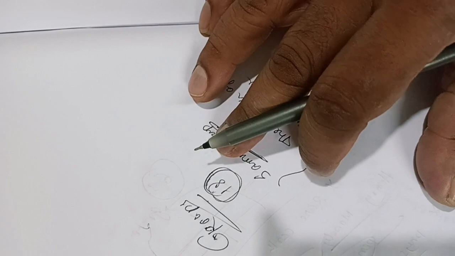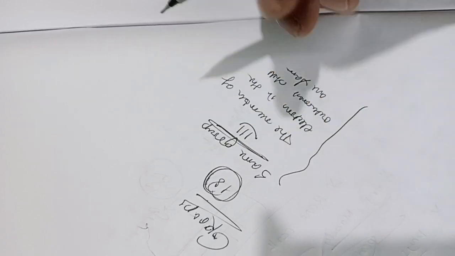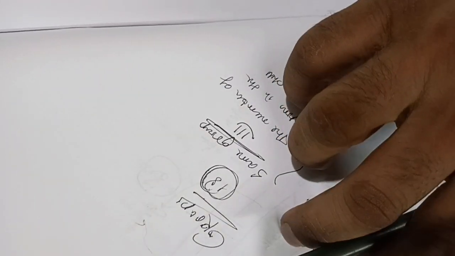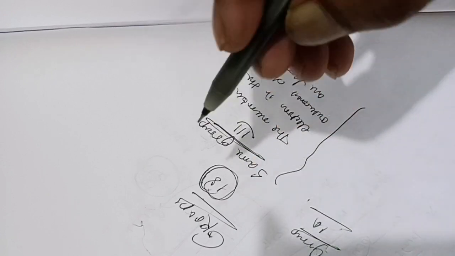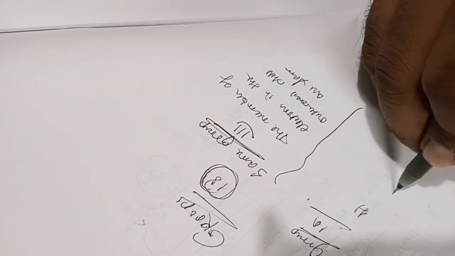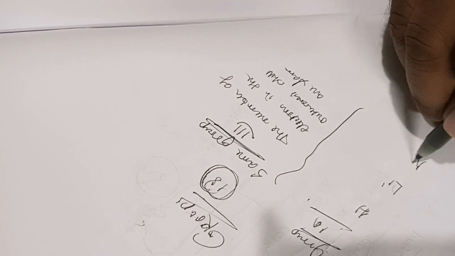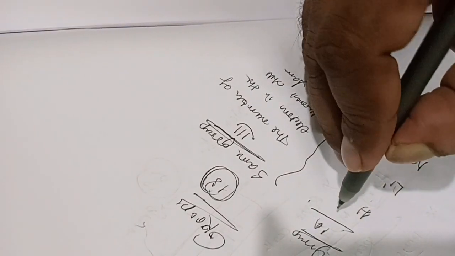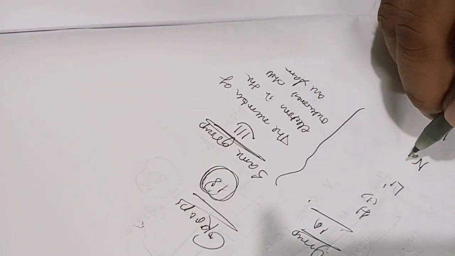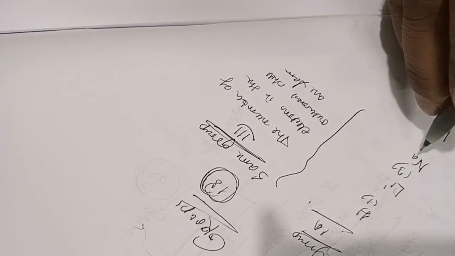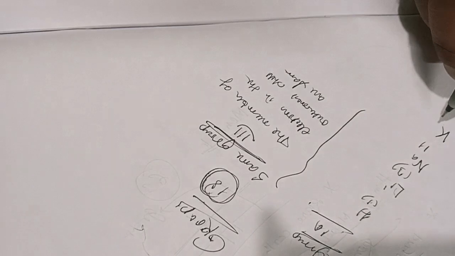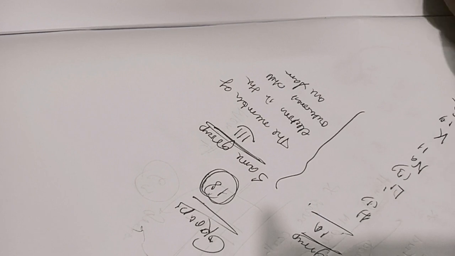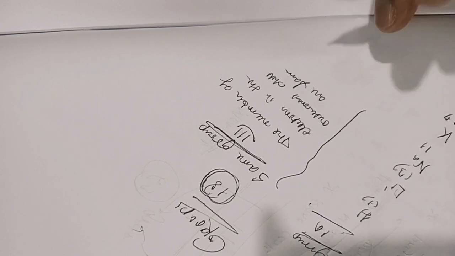As for example, in group 1A there are elements like hydrogen, lithium, sodium, potassium. Hydrogen's atomic number is 1, lithium's atomic number is 3, sodium's atomic number is 11, potassium's atomic number is 19, then rubidium, not calcium, rubidium, and so on.